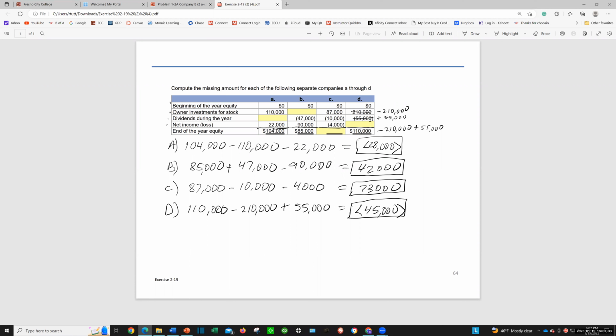Let's do this one. We've got a minus 55,000. Well, how do you get rid of a minus 55,000? With a plus 55,000. Okay, so if you put plus 55,000 on this side of the equation, you've got to put 55,000 on the other side of the equation. So the box is going to be 110,000 minus 210,000 plus 55,000. What I would do is pause the video and make sure that you write all these calculations down for your future reference. This will be your roadmap when you do your homework.